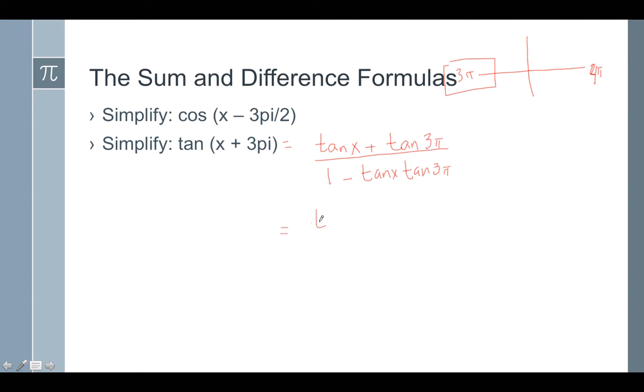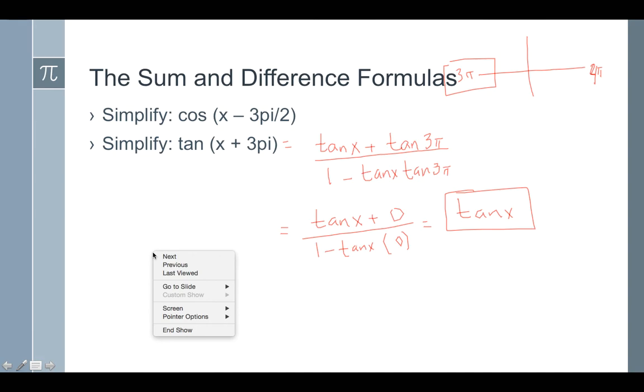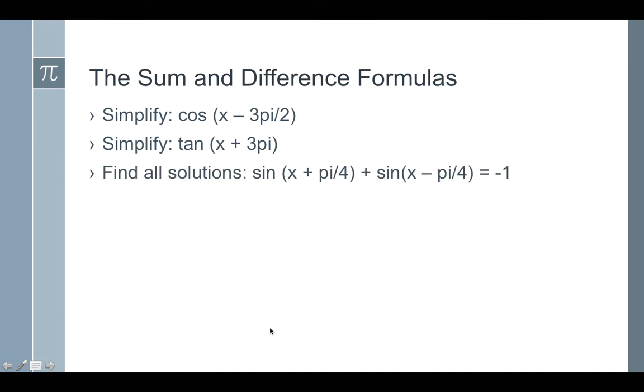So I get tangent of x plus 0 over 1 minus, and you obviously don't all have to write all this stuff, tangent of x times 0. So I get tangent of x over 1 minus 0. Oh, that's just 1. So look at that, it's just tangent of x. That's pretty nice. All right, I think I have one more example on this page, and it's kind of a doozy.